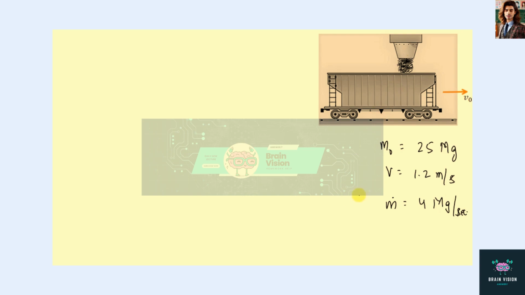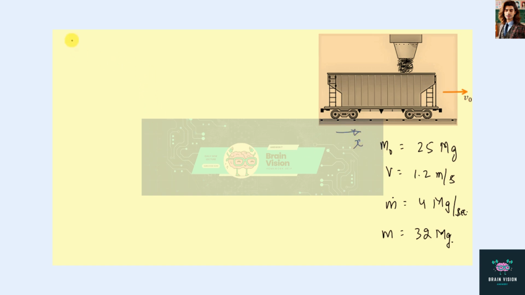Now we have to determine the distance traveled by the car during the time that 32 megagram of coal is deposited in the car. So this is what we are given in the question, and we have to calculate the distance traveled during this time period. To solve this problem, we'll be using Newton's second law of motion, and we'll be considering our x direction.